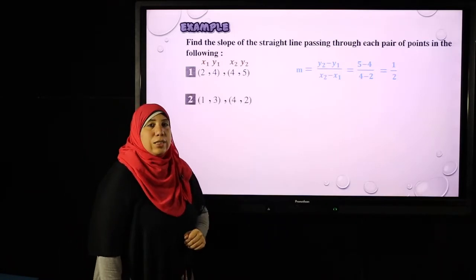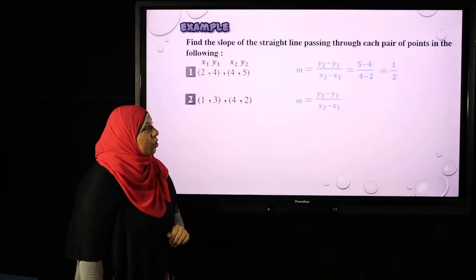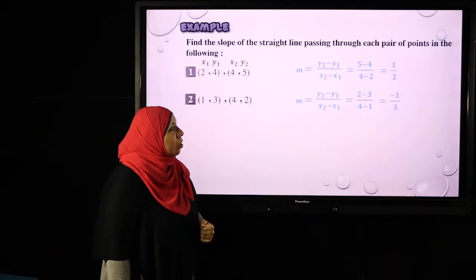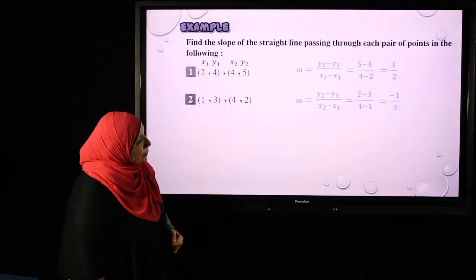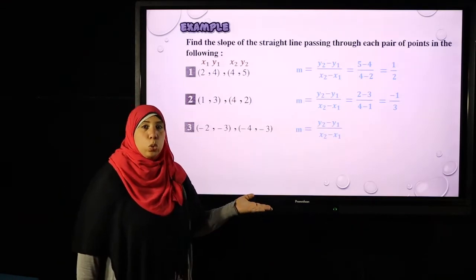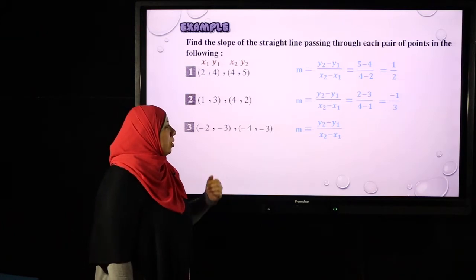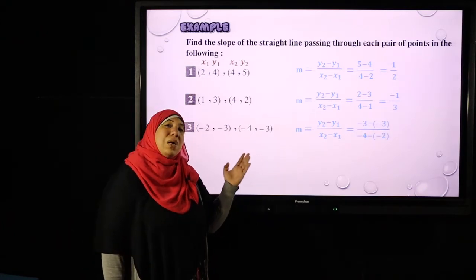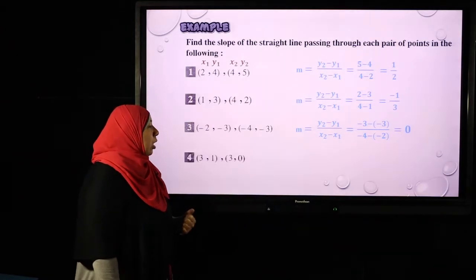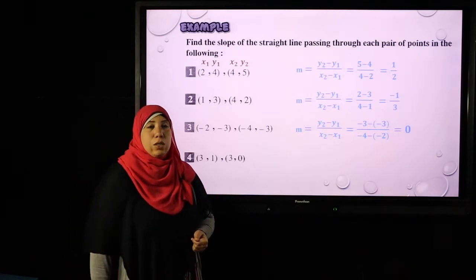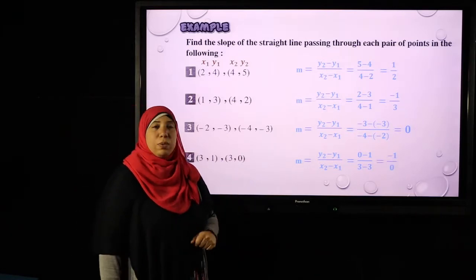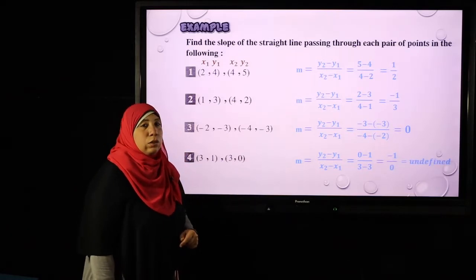Again, to calculate the slope between these 2 points, the slope here is y2 minus y1 over x2 minus x1. We make 2 minus 3 over 4 minus 1, equal negative 1 over 3. Again, to calculate this slope using the same rule, y2 minus y1 over x2 minus x1, we will find negative 3 minus negative 3 over negative 4 minus negative 2, which will be 0. The last example with (3, 1) and (3, 0): if we make 0 minus 1 over 3 minus 3, it will be negative 1 over 0, which is undefined.